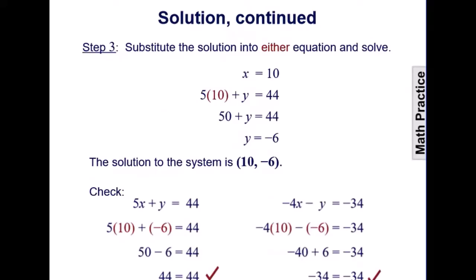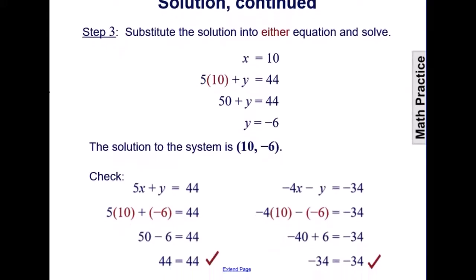We can then take that value of 10, and now it's very similar to substitution. We're going to substitute it into either equation. We're choosing 5x plus y equals 44 and putting the 10 in for x, and solve for y. If we simplify, we get y equals negative 6. So the solution is 10, negative 6.